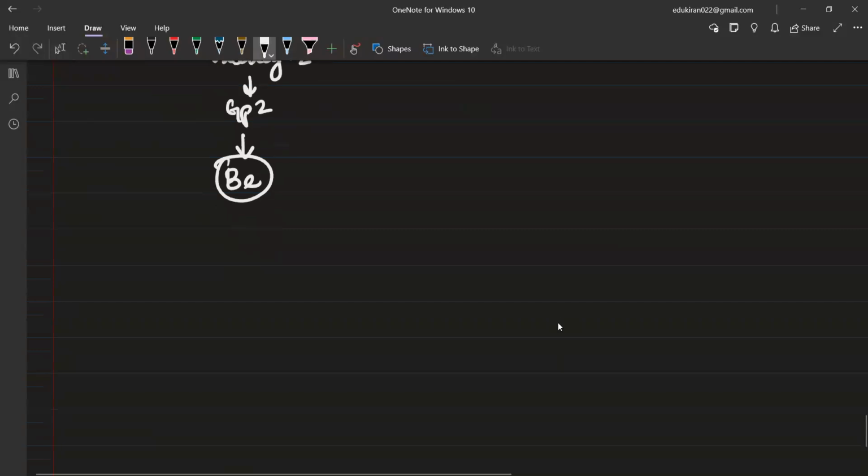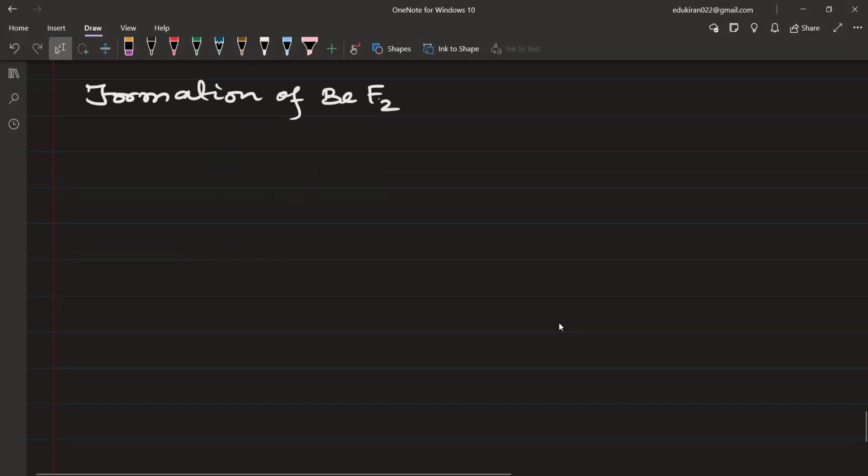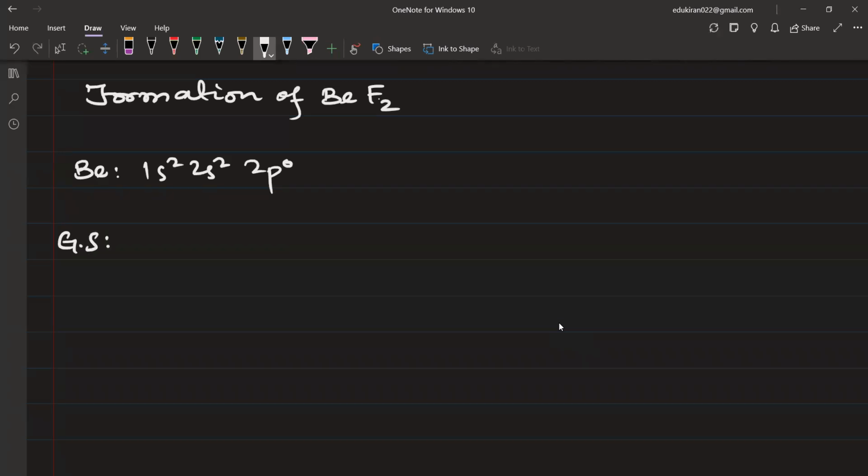Right here, formation of BeF2. For BeF2, first of all, we only have to deal with the central atom. That is why I will just write beryllium. Now beryllium is 1s2, 2s2, 2p0. The second period 2p will be there, even though it is unoccupied. Then first of all, we are going to write the ground state of the valence shell. The ground state of the valence shell is like this. The s orbital has 2 electrons, and the p is having 0.